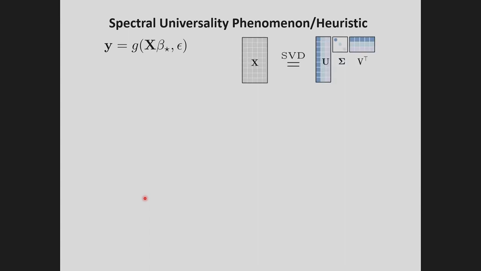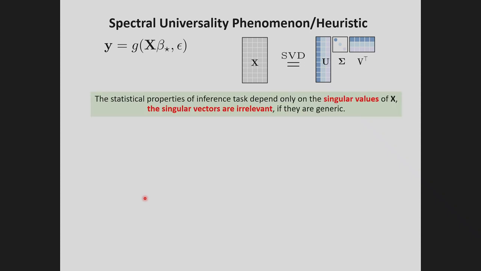If someone gives you a design matrix, you can specify it by its SVD. The U's are the left singular vectors, the sigma is a diagonal matrix consisting of the singular values, and the V are the right singular vectors. What people have often observed is that the statistical properties of the inference problems often depend only on the singular values of your design matrix X. The singular vectors themselves are not super important, provided that they are not exceptional singular vectors. And by statistical performance, I just mean the performance of your favorite algorithm to solve this problem.